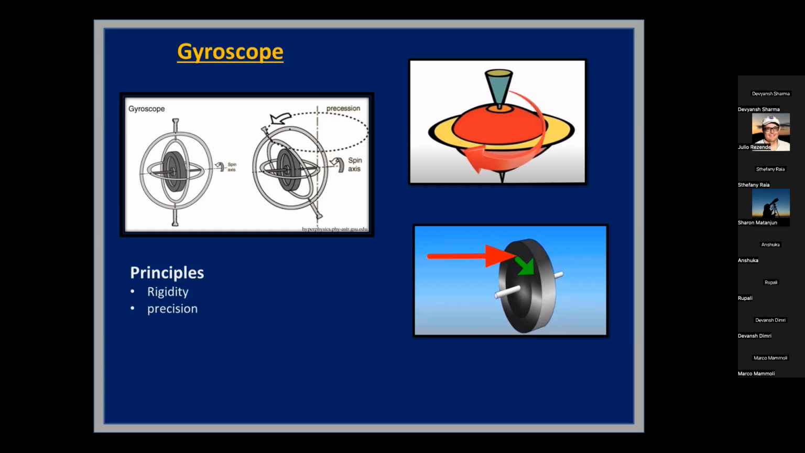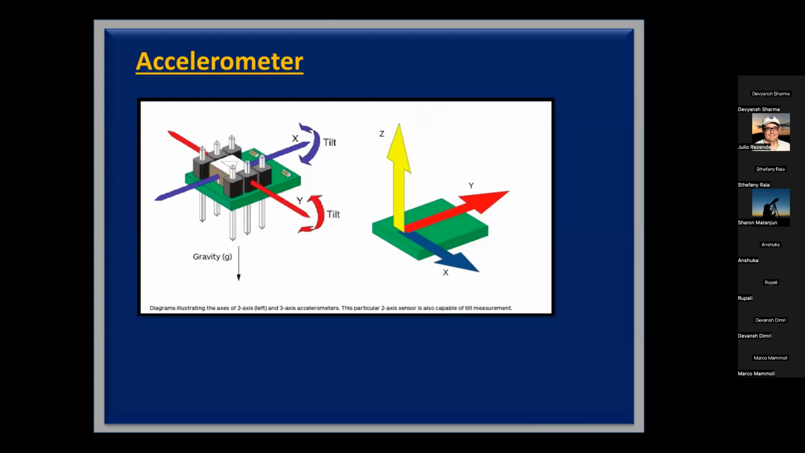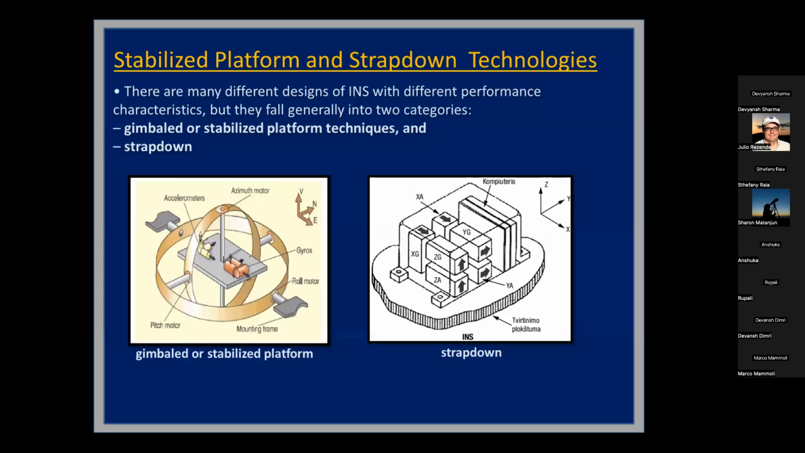The second sensor we use is the accelerometer. However, it cannot measure the gravitational acceleration. There are many different types of INS with different performance characteristics, but they fall generally into two categories. One is the gimbaled or stabilized platform technique, and the second one is strapdown.